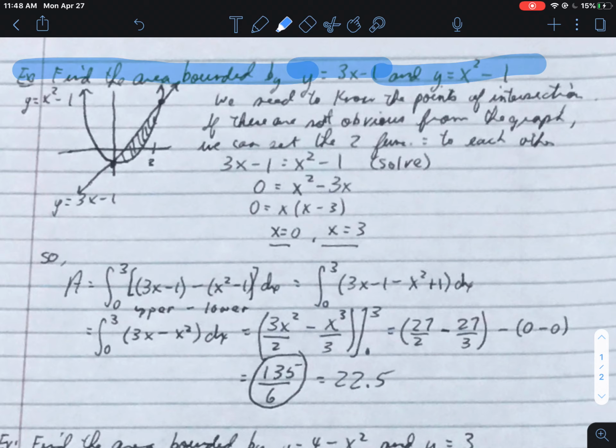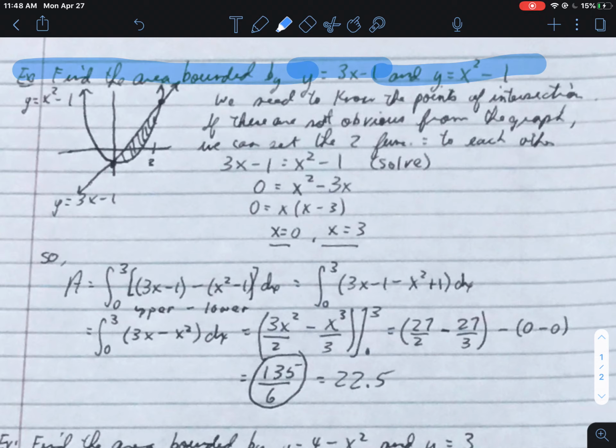But you do have to have that orientation, because otherwise, if you do the calculation and your functions are reversed as far as upper and lower, you're going to get the same value, but you'll end up with a negative value, right? And here we're talking total area, and total area is always positive. So I need to know who's on top, who's on bottom, so that I know which direction to set up the subtraction in my integrand.